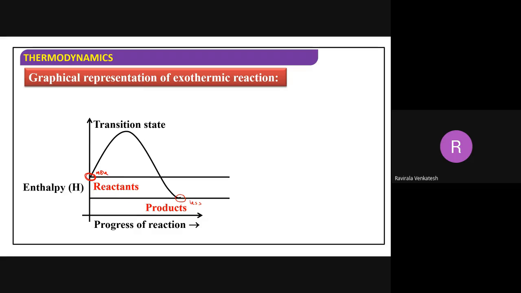Now here, reactant will reach the transition state, threshold energy. This is called threshold energy. After reaching this maximum state, it will convert into products. There you are getting less energy here. So this is the activation energy.